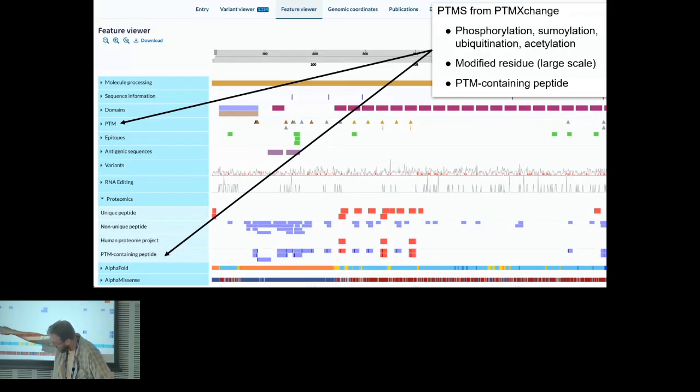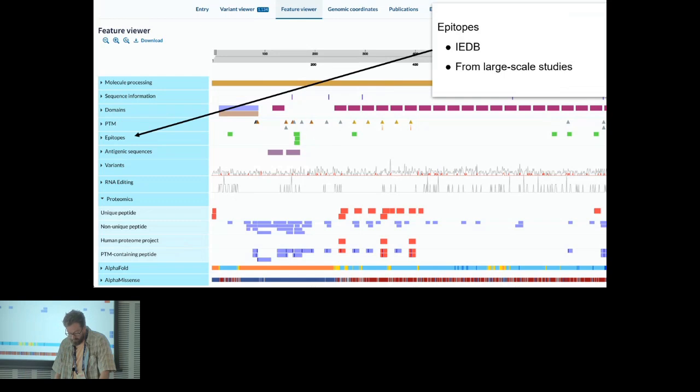So the little line there is the residue that's changed. And then we also have some information. We have a new track from epitopes. So this is coming from the Immune Epitope Database. And this is experimentally characterized adaptive immune epitopes from large-scale studies.